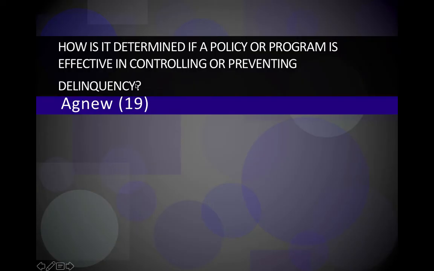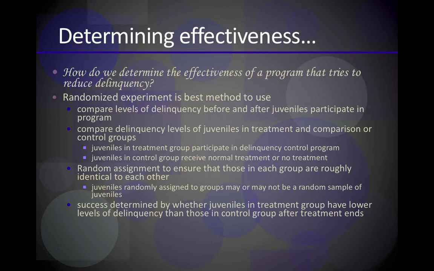As we begin the last section in the book, we're going to look at things like rehabilitation and deterrence, but we're going to start by looking at how we know if a policy or program is effective in either controlling or preventing delinquency. The best method of determining this is a randomized experiment.